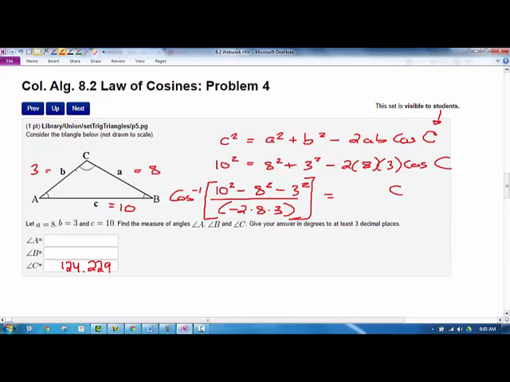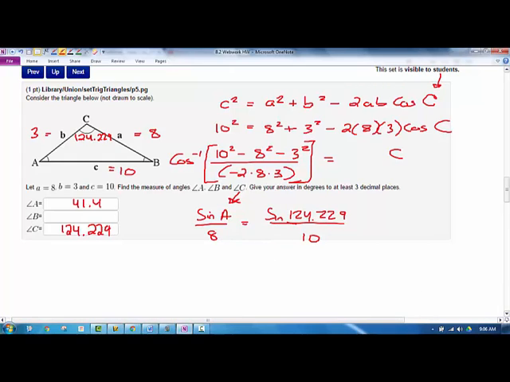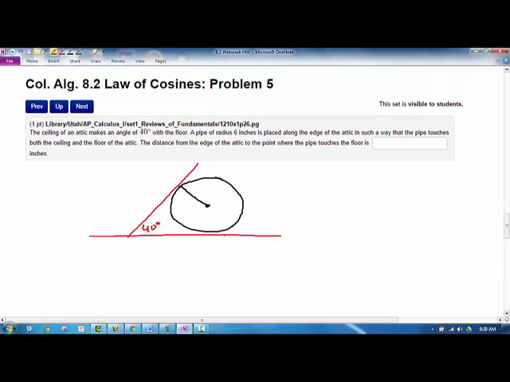So that's basically what you're doing in your calculator in order to get C right there, which gives 124.229. Now, I would, from here, use the law of sines because I think it's quicker. So now do the sine of angle A over side A equals the sine of angle C, which is 124.229, all over side C, which is 10. That way you only have one missing variable, which is A. And you remember solving these, so solve that for A, and about 41.4. And now you can take 180 minus these 2 in your calculator without rounding, and you get the last one, which is 14.36.